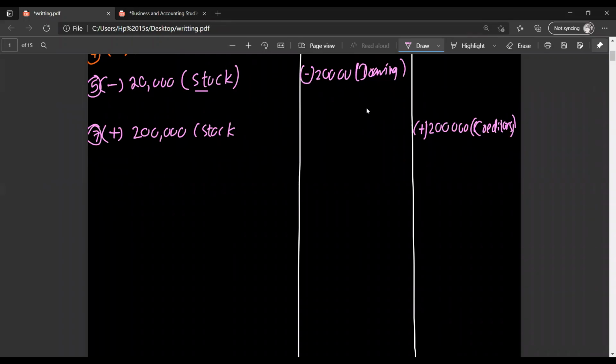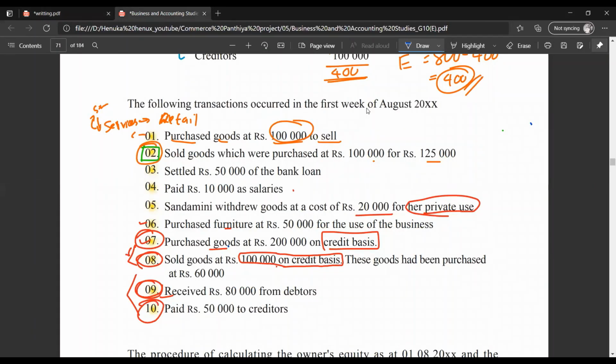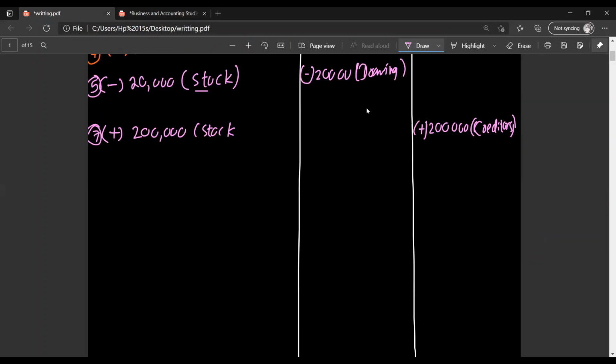And the other one is creditors. Why creditors? Because we did not give cash at that time. If we had given cash, we would put a minus and reduce cash. But here the purchase was made by Sandamini on credit basis, meaning we should pay them back. We should settle it. Because of that, a liability of 200,000 will arise. So we name that liability as creditors. The people we need to pay for goods bought on credit, we call creditors. Got it?